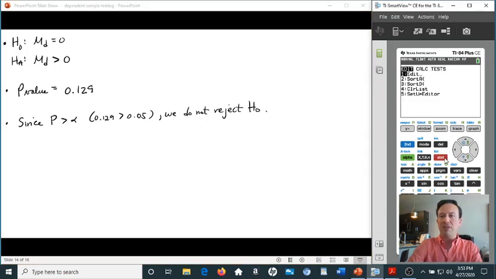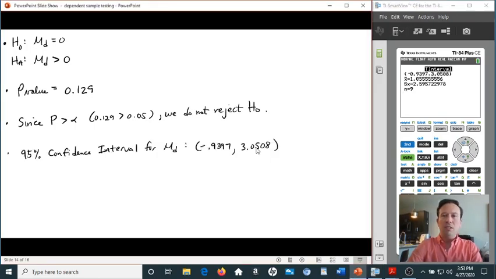So now how about the confidence interval? We would do STAT, Tests, number 8. I have to change my confidence level, because my alpha is 0.05, which means 95% confidence is the appropriate level. Calculate, and there is your confidence interval right there. Remember, the interval is for mu d. So this is an interval which tries to estimate the mean difference between the before and after values.